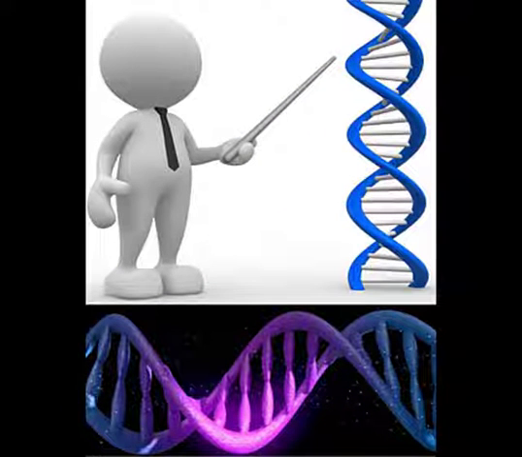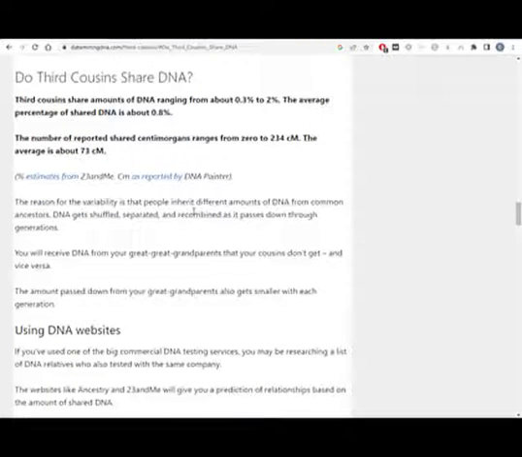You may be wondering whether third cousins share DNA. Well, the answer is that they do, but not a lot. The average percentage of shared DNA between third cousins is under 1%. The average is about 0.8%. It can go up as high as 2%, but that's fairly rare.